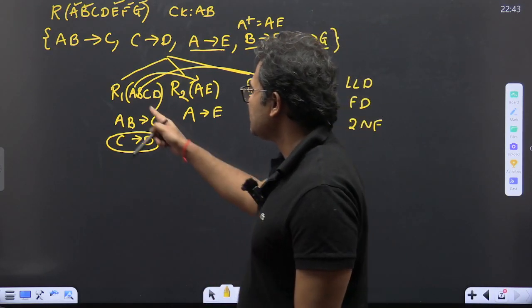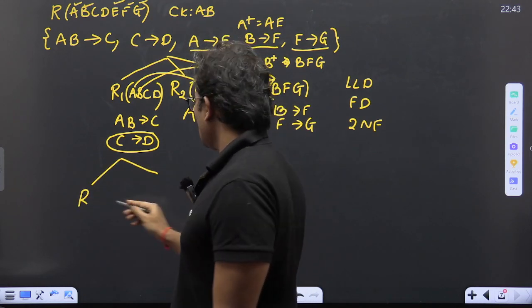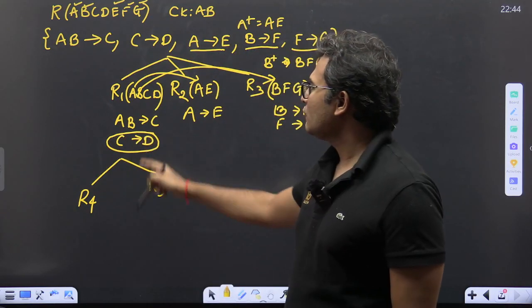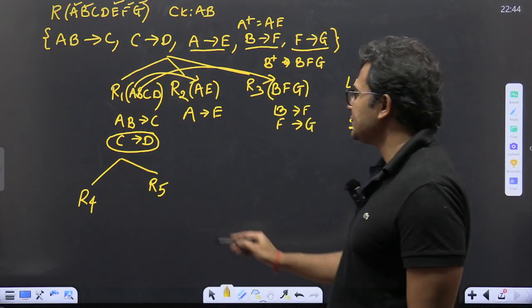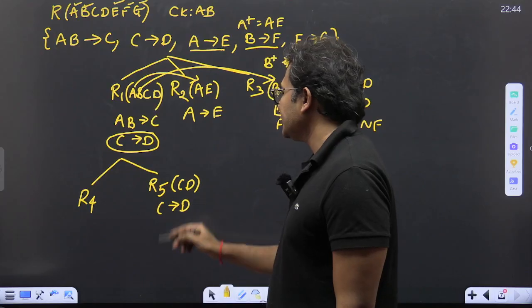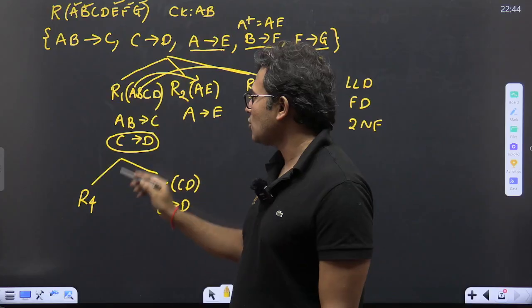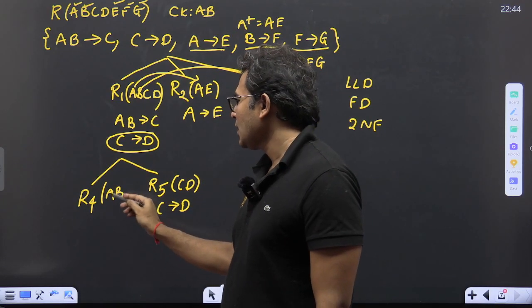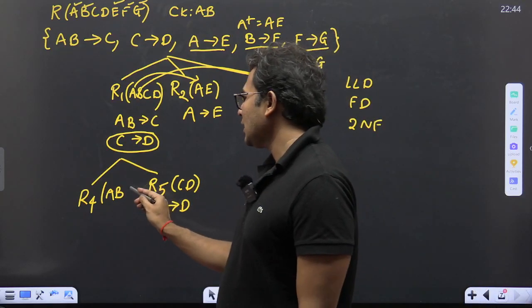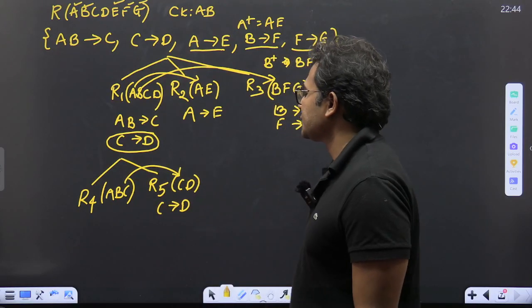So, we will split R1 into two parts, okay? R1, R2, R3 are over. Let me write R4 and R5, okay? Now, I will find out C plus. C plus will give me CD, right? And the functional dependency is C determines D. Now CD are gone. What are remaining? AB are remaining. And there has to be a common attribute. And since C is the candidate key for this table, let us keep that common attribute here. Okay. Now this C will be referring to this.